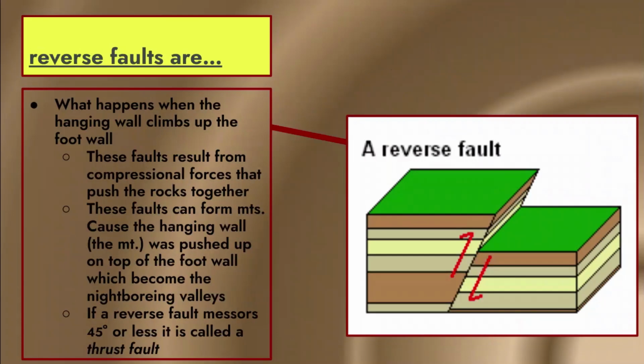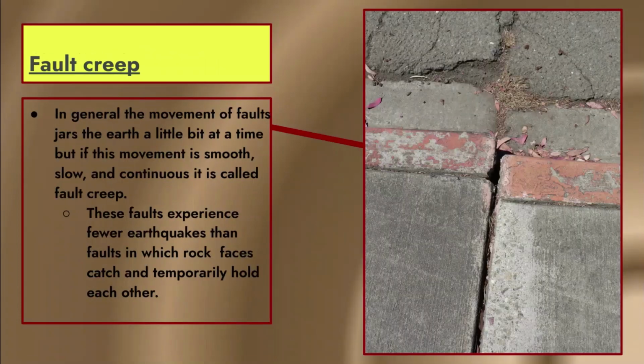Reverse faults are what happens when the hanging wall climbs up the footwall. These faults result from compressional forces that push the rocks together. These faults can form mountains because the hanging wall, the mountain, was pushed up on top of the footwall, which becomes the neighboring valleys. If a reverse fault measures 45 degrees or less, it is called a thrust fault.